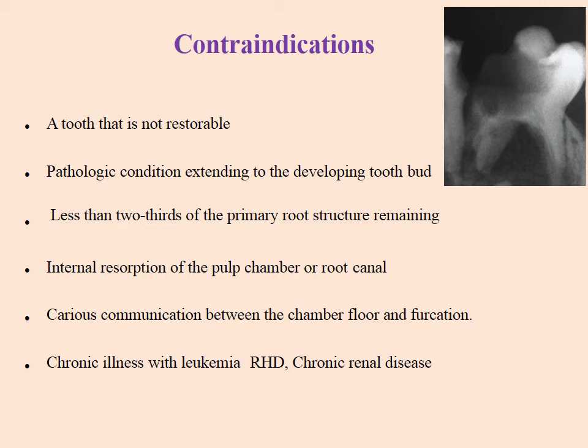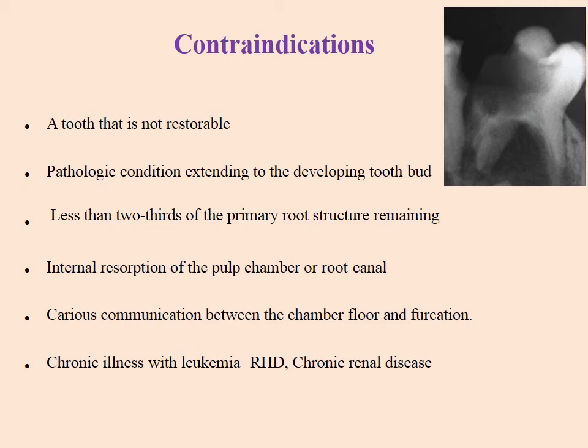Next is a pathological condition extending to the developing tooth bud. Any pathological condition that is extending to the developing permanent tooth bud makes pulpectomy contraindicated. Also, if less than two-thirds of the primary root structure is remaining, that is, if the root length is less than two-thirds, then pulpectomy is contraindicated. If there is internal resorption of the pulp chamber, then again pulpectomy is contraindicated.